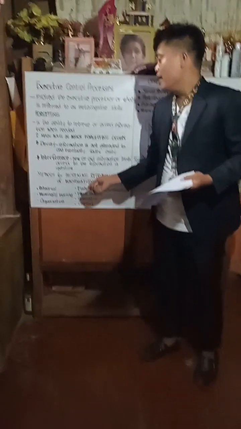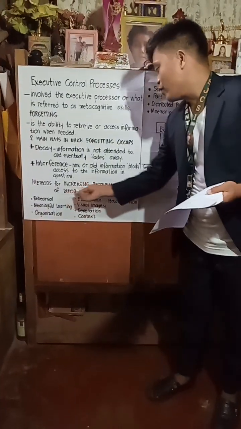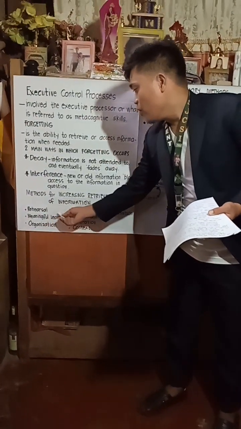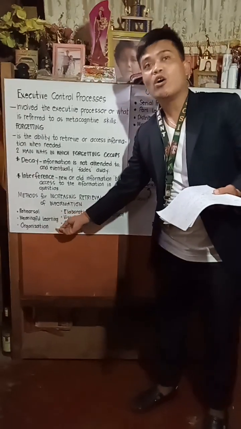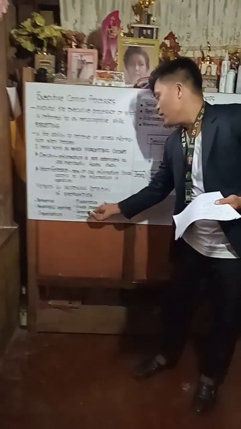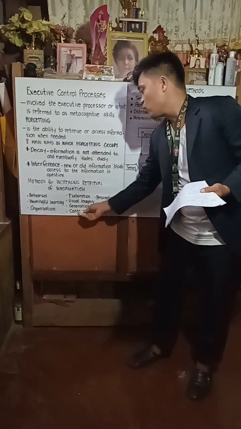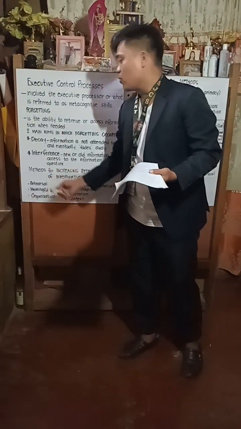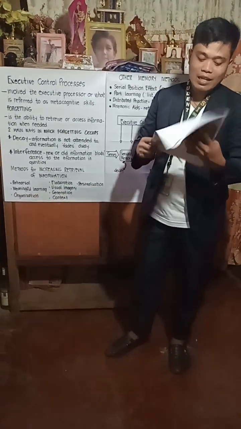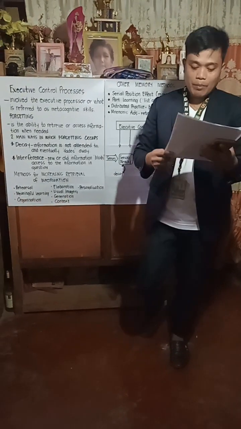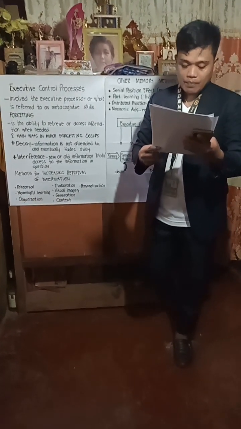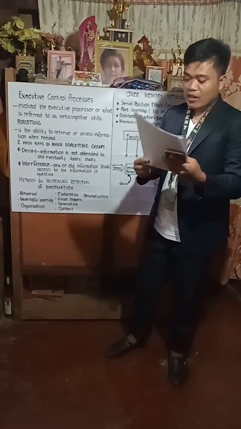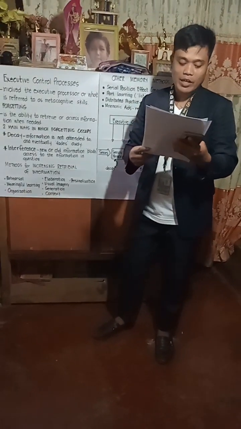And now we move to the methods for increasing retrieval of information. We have here the eight methods: rehearsal, meaningful learning, organization, elaboration, visual imagery, generation, context, and the last is personalization. In these methods, number one is rehearsal. Rehearsal is repeating information verbatim, either mentally or aloud. Meaningful learning is making connections between new information and prior knowledge.